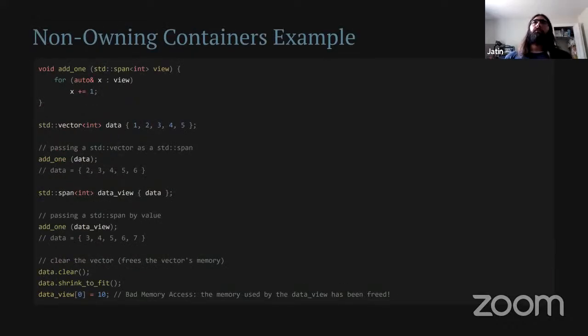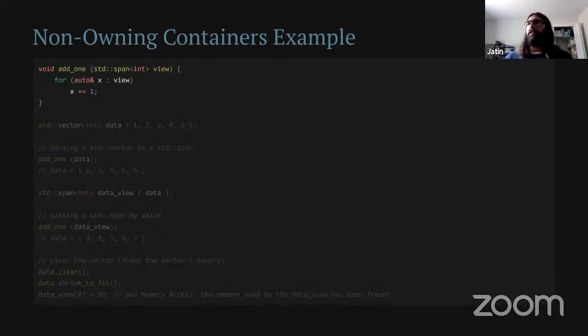So a little example of using a span. In this case, we have a function, and the idea is that we want to take some span of integers, and we want to add 1 to all of them. So what we could do is have, for example, a vector, and we can pass the vector to the function, which will implicitly convert it to a span, and it will do the operation and modify the data in the vector. We could also explicitly construct a span and pass that to the function, and that works fine as well.